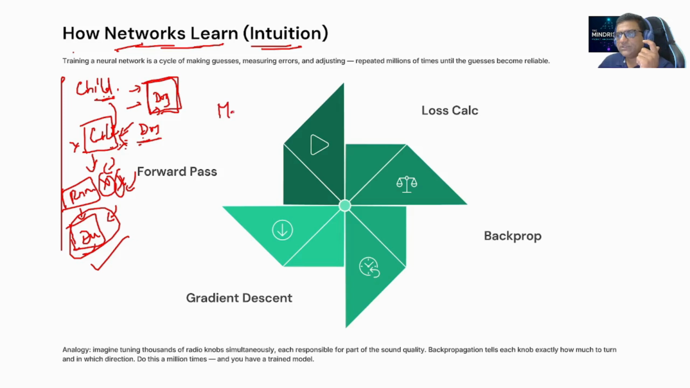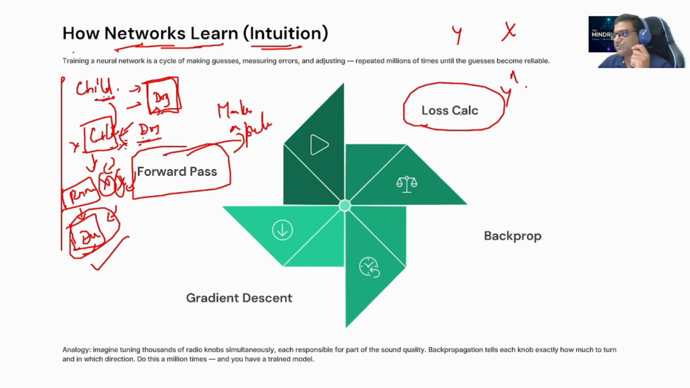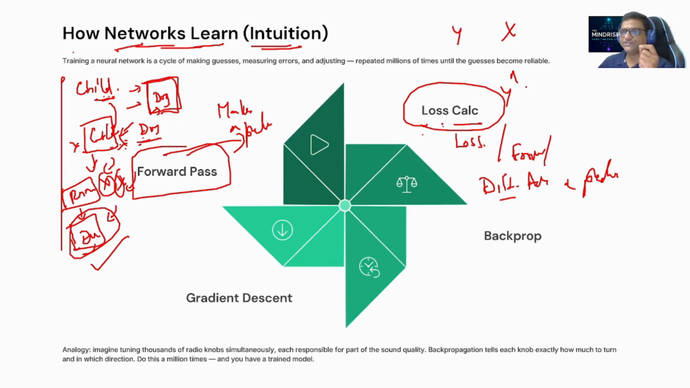First, the neural network makes a prediction. In simple language, there is a y and x, so it makes a prediction, y hat. This is the forward pass. Then calculate the loss. Loss is nothing but error, in layman language. It is the difference between the actual and predicted value. Simple, right? This is the loss calculation, where you measure how wrong the prediction was.